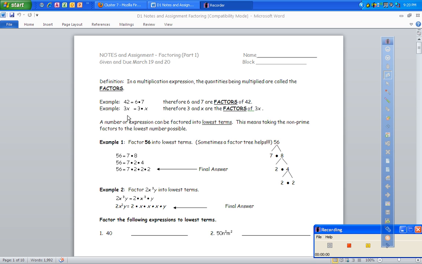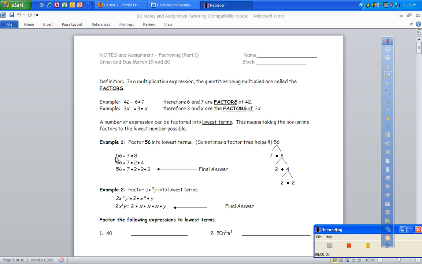Same thing now with a variable. We know that 3x is the exact same thing as saying 3 times x, and since 3 times x, either one of those can be divided out, they are both factors of 3x. Okay? So to clear that up just a little bit, that might have been slightly confusing with the variable.